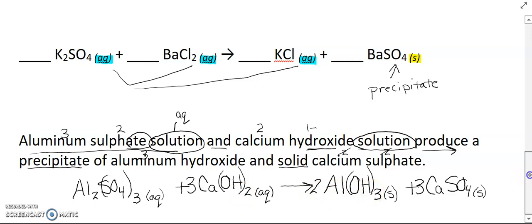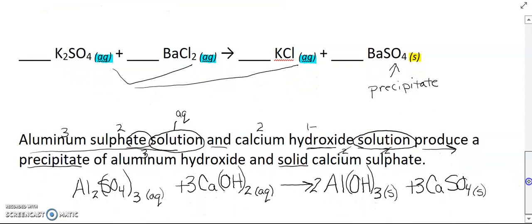So, common states of matter in chemical reactions. Aqueous. You run into aqueous frequently. Solid. Liquid, water only, and gas.